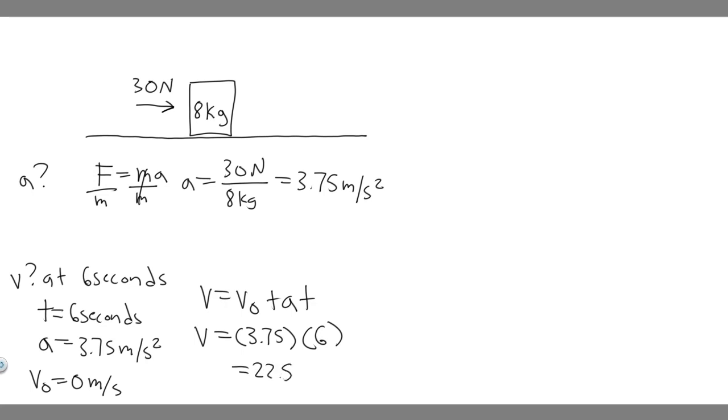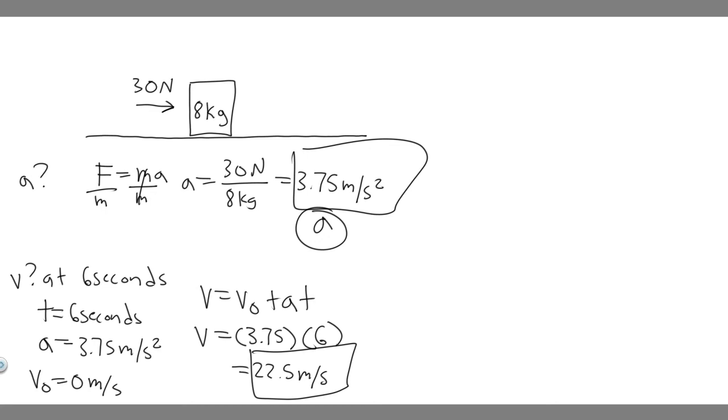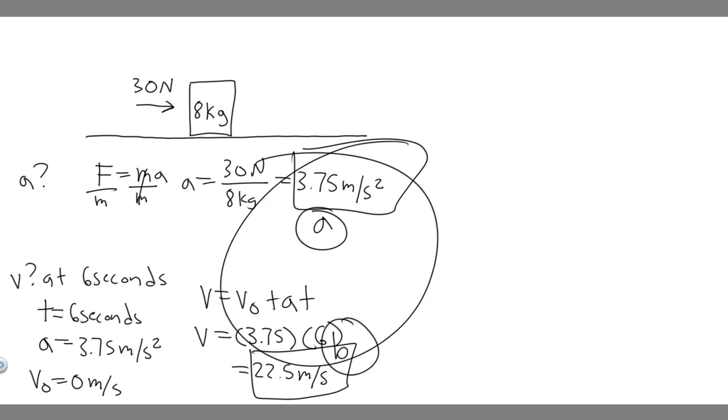Then keep in mind the units. This is measured in meters per second squared, and then you're multiplying it by seconds. So one of the seconds cancels, and the exponent just becomes a 1. So the units are meters per second: 22.5 meters per second. And keep in mind it's in the positive direction. So your answer to A is 3.75 meters per second squared, and your answer to B, how fast is it going after 6 seconds, is 22.5 meters per second. So these are your answers, and hopefully you found this useful.